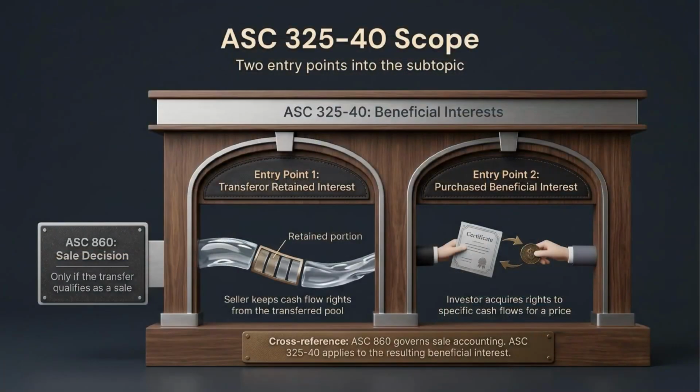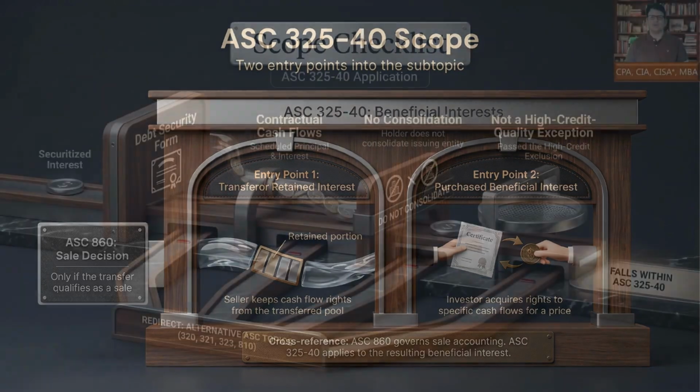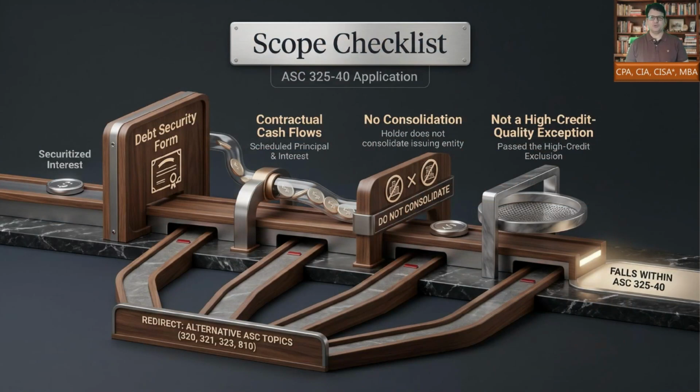ASC 325-40 has two main entry points. The first is a transfer or retained interest in a securitization transaction that qualifies as a sale under ASC 860. ASC 860 decides whether the transfer is a sale. Once that sale treatment is established, ASC 325-40 helps account for the beneficial interest retained. The second entry point is a purchased beneficial interest, where a third party investor buys rights to cash flows from securitized financial assets.